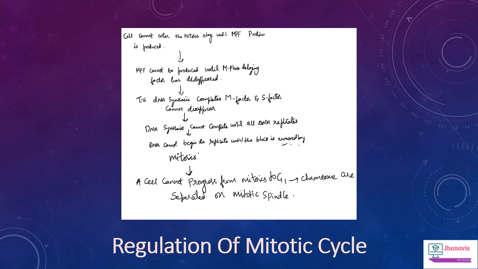The cell cannot enter mitosis until the MPF protein is produced. And the MPF protein cannot be produced until the M phase delaying factor has disappeared. Till the DNA synthesis completes, the M factor and the S factor cannot disappear. And the DNA synthesis cannot complete until all the DNA replicates in the cell, and the DNA cannot begin to replicate until the block is removed by the mitosis of the G1 phase. And ultimately, a cell cannot progress from mitosis to G1 until the chromosomes are separated on the mitotic spindle.